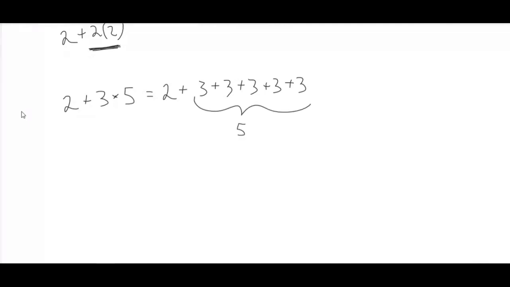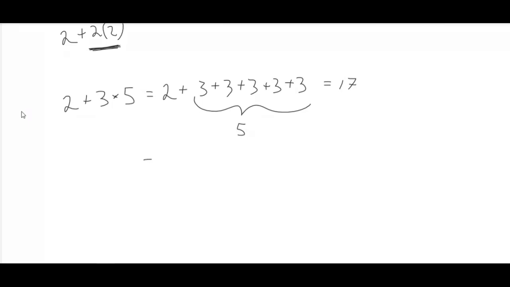So let's go 2 plus 3 times 5, okay? If we want to convert this to only being addition, well, we have 2 plus 3 plus 3 plus 3 plus 3 plus 3. Okay, there's 5 threes. And that will give you 17.